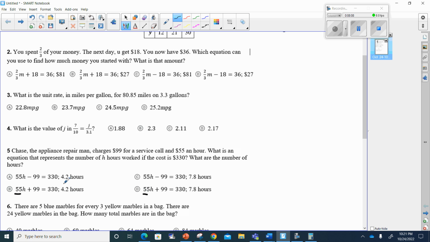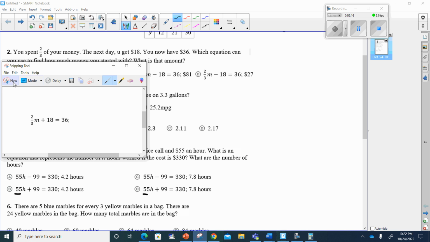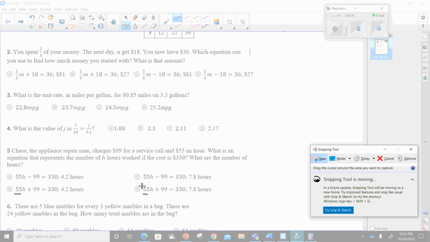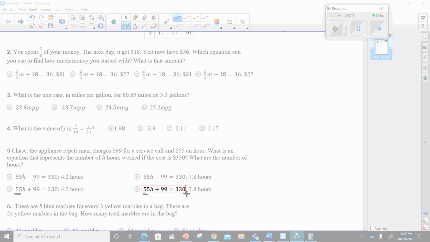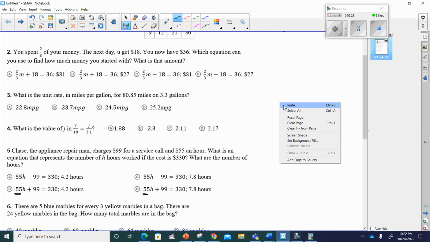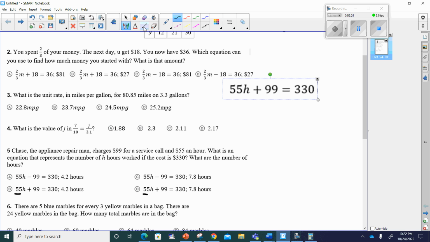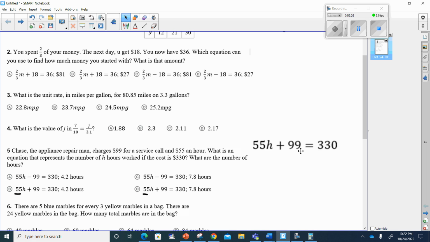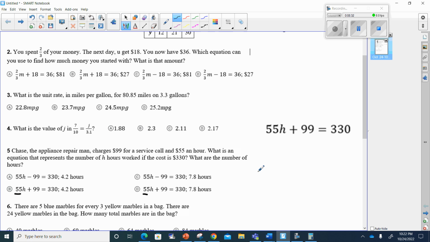One of them has 4.2 for an answer, the other one has 7.8. There's only one way to solve this. I'm going to grab this, I'll bring it over here and work it. So let's take this problem here and let's solve it. And Chase is no relation to our Chase in class. Remember, it's strictly coincidental. All right, we're going to hit minus 99 from both sides.